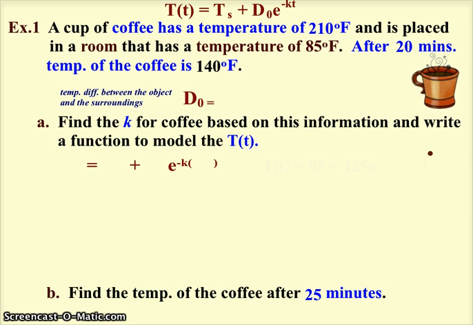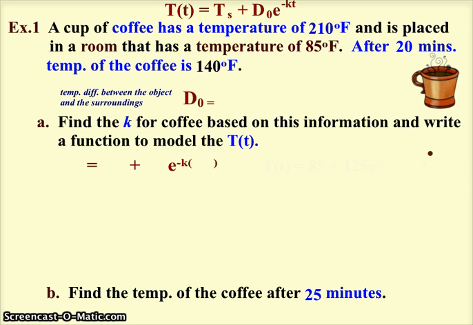So a cup of coffee has a temperature of 210 degrees Fahrenheit. It's placed in a room that has a temperature of 85 degrees. After 20 minutes, the temperature of the coffee has reached 140 degrees. So a really hot cup of coffee, but the room temperature, quite a bit of a difference. And while it sits in there, of course, it's going to cool.